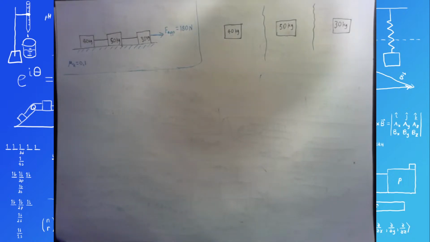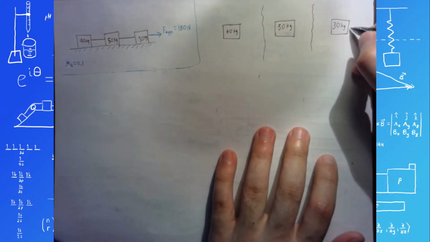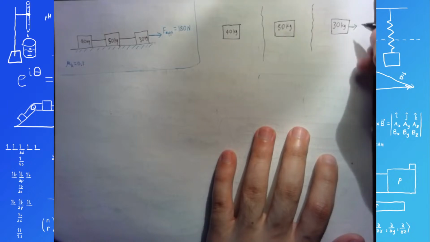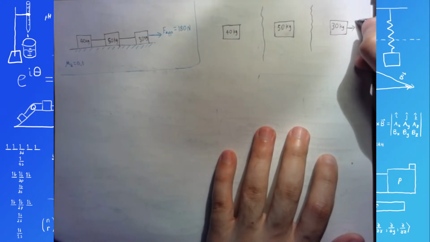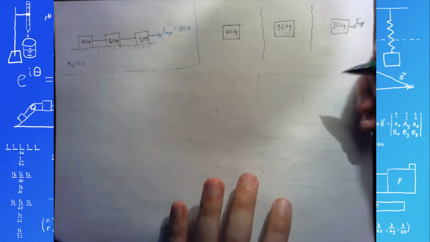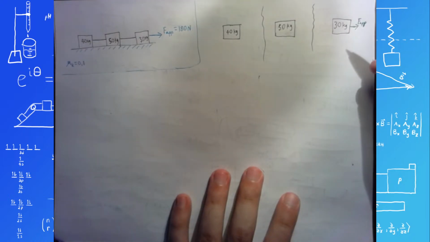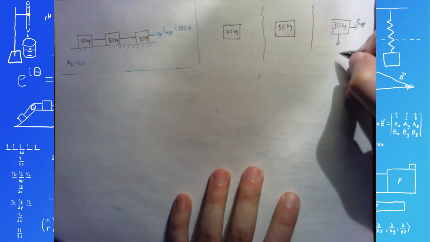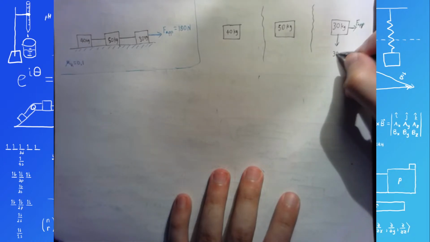Okay, draw the forces acting on each one. So we have the 180 newtons. I guess I'm going to start from right to left this time. We've got the applied force. I guess I don't have enough space to write down the 180, but we'll copy that over later when we actually write equations. We have force of gravity, of course. 30g.